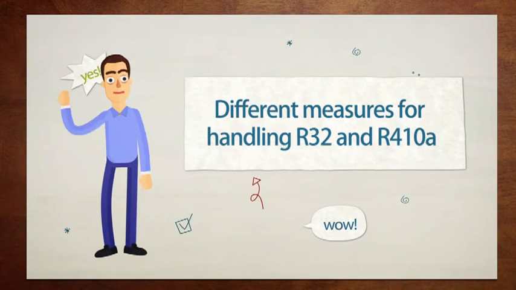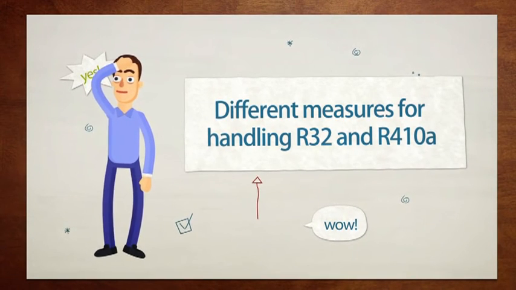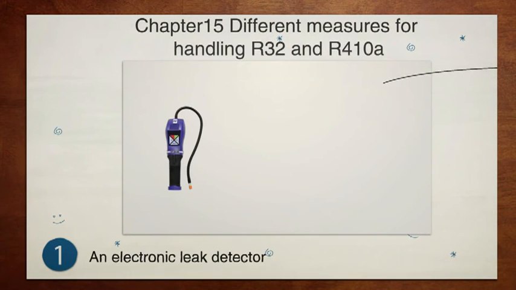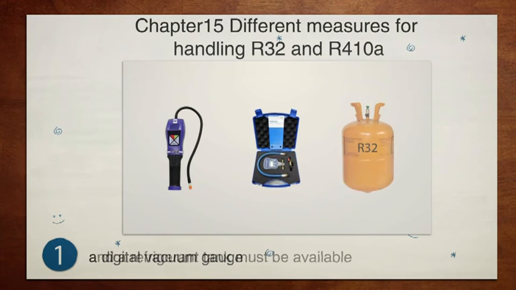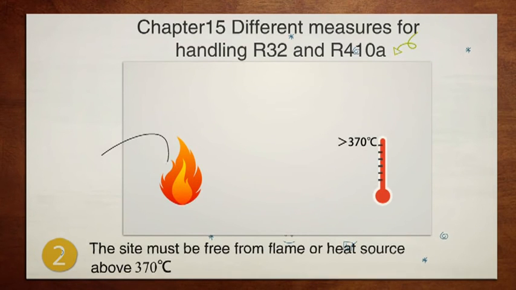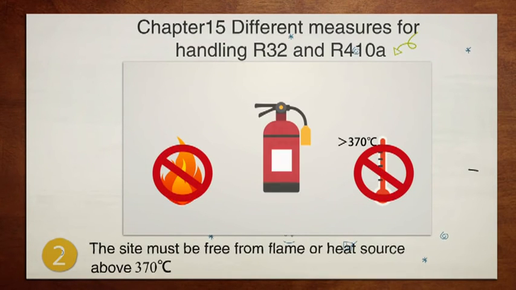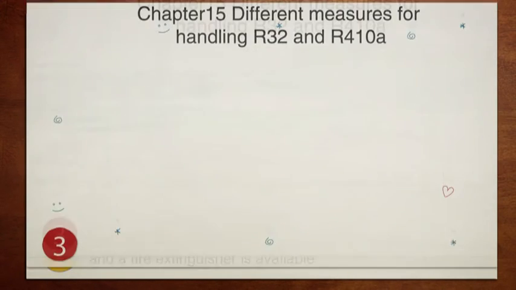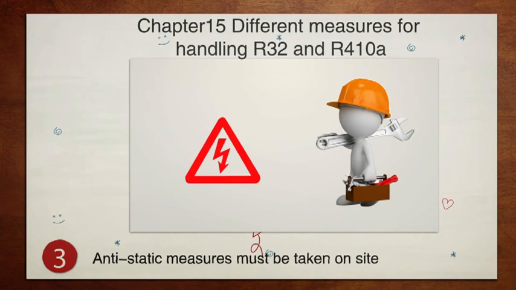Chapter 15. Different measures for handling R32 and R410A. Number 1. An electronic leak detector, a digital vacuum gauge, and a refrigerant tank must be available. Number 2. The site must be free from flame or heat source above 370 degrees Celsius, and a fire extinguisher is available. Number 3. Anti-static measures must be taken on site.